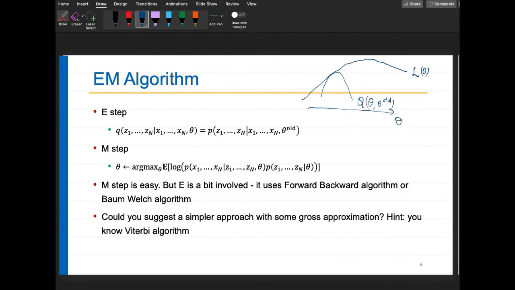This is your theta. In the beginning you are here, this is your theta old, let's say theta 0. You define this Q curve such that it is of this nature, you obtain its maximum, and then this is your theta 1. As soon as you reach the maximum, you again define another Q which passes through this point, right here, where theta old was theta 0. I'm just repeating, revising the concepts which you have already studied.